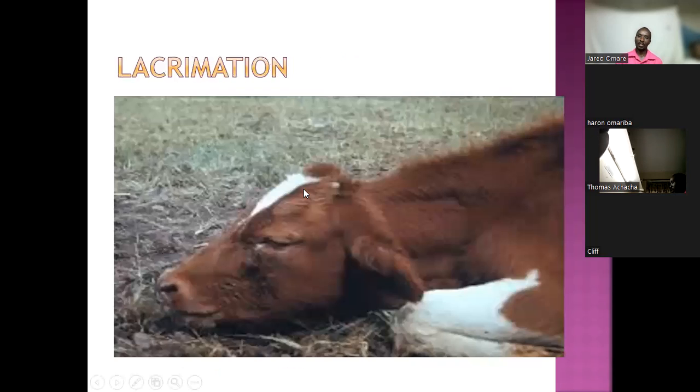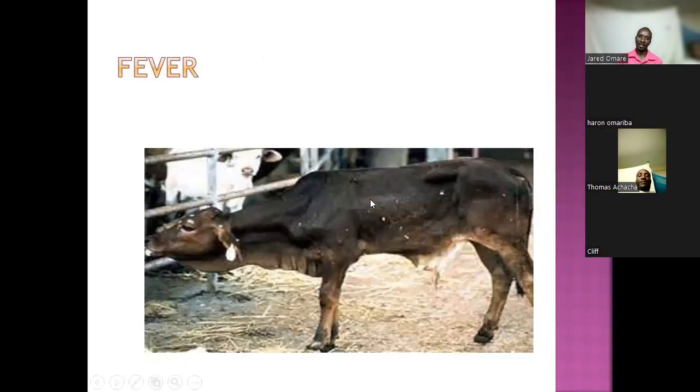Three is what we call lacrimation. Lacrimation is, as you can see in that picture, that cattle is discharging some watery discharge from the eyes. In ordinary language, somebody may think that it is crying, but in the real sense, it is lacrimating. That is discharge of watery fluid from the eyes. That's the identification.